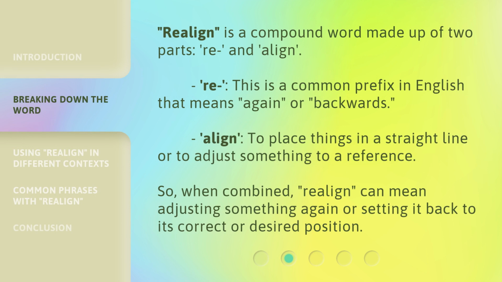Realign is a compound word made up of two parts, re and align. Re. This is a common prefix in English that means again or backwards. Align, to place things in a straight line or to adjust something to a reference. So, when combined, realign can mean adjusting something again or setting it back to its correct or desired position.